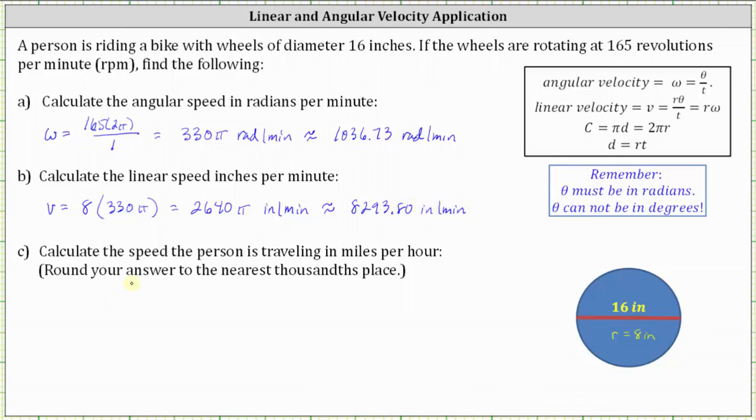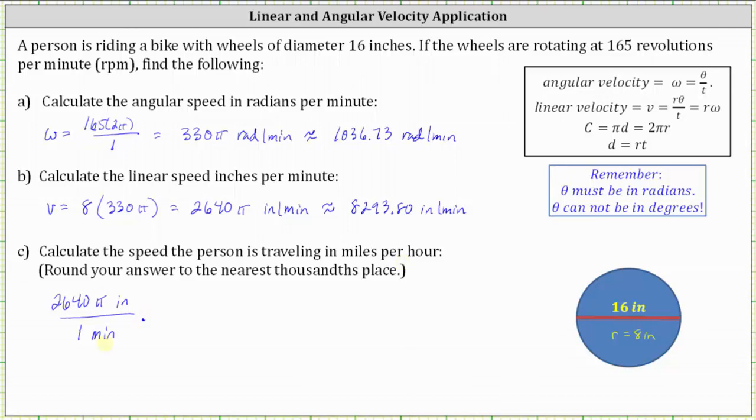For part C, we're asked to calculate the speed the person is traveling in miles per hour. We already know the linear speed from part B, but in part B we have the speed in inches per minute. For part C, we want the speed in miles per hour. So let's first write the linear speed in fraction form, which is 2,640 pi inches over 1 minute. And now we'll multiply by unit fractions to convert the speed to miles per hour.